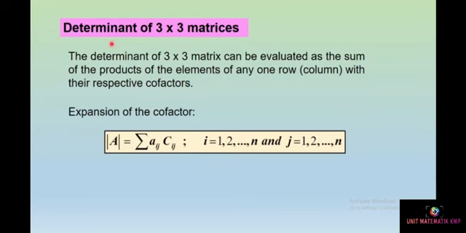Determinant of 3 by 3 matrices. The determinant of a 3 by 3 matrix can be evaluated as the sum of the products of the elements of any one row or column with their respective cofactors. So the determinant of a 3 by 3 matrix can be found by using the cofactor expansion. Determinant A is equal to the summation of the element in row i, column j, times its cofactor, where i is row 1, row 2 until row n, and j is column 1, column 2 until column n.